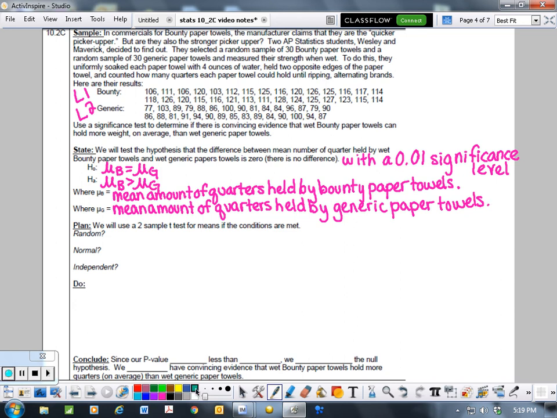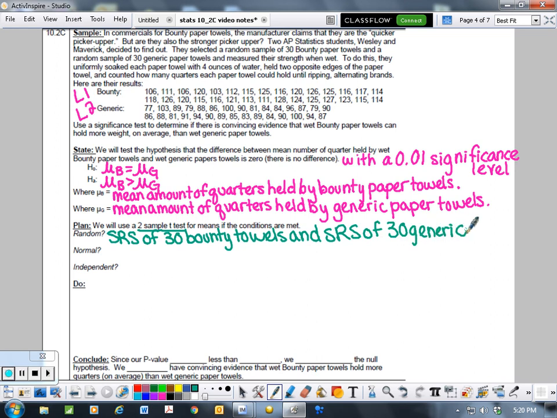So now we're going to move on to our next thing. We're going to use a 2-sample t-test. Do not forget to name your test if the conditions are met. So random, yes, we had an SRS of 30 Bounty towels and an SRS of 30 generic towels.